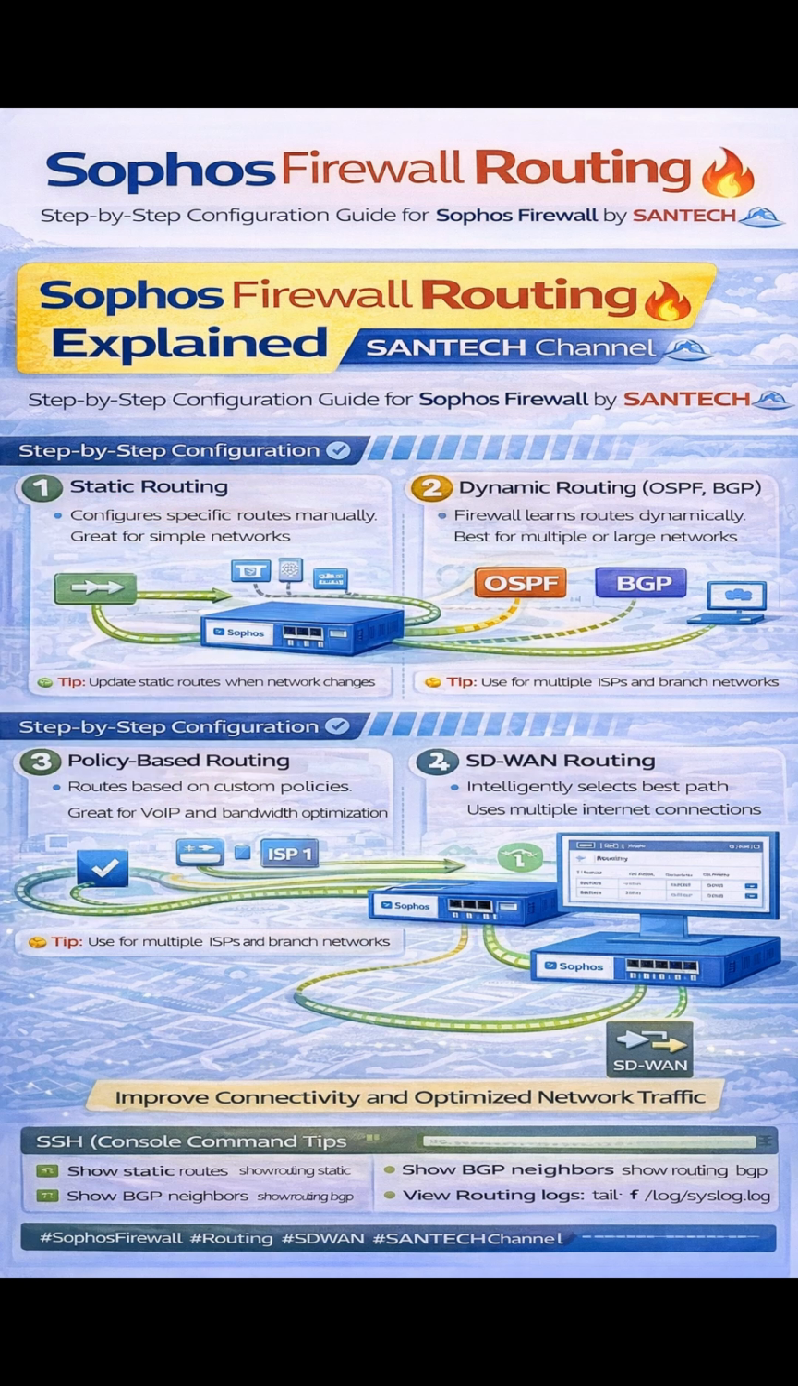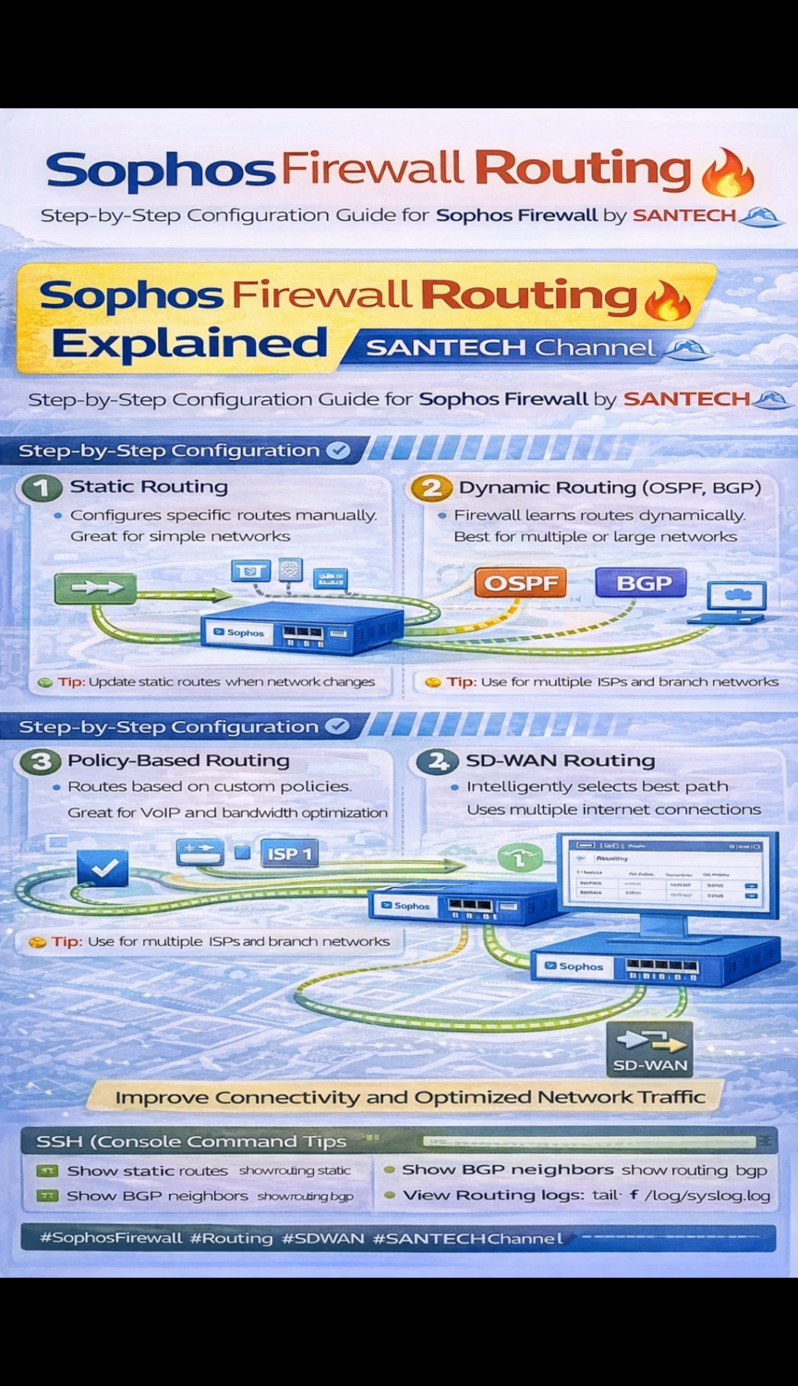In today's video, we are going to understand Sophos Firewall Routing and how it helps manage network traffic efficiently. Routing is one of the most important components in any network. It determines how traffic travels from one network to another. In Sophos Firewall, routing ensures that data packets reach their correct destination using the best possible path. Sophos Firewall supports different types of routing, such as static routing, dynamic routing, and policy-based routing.